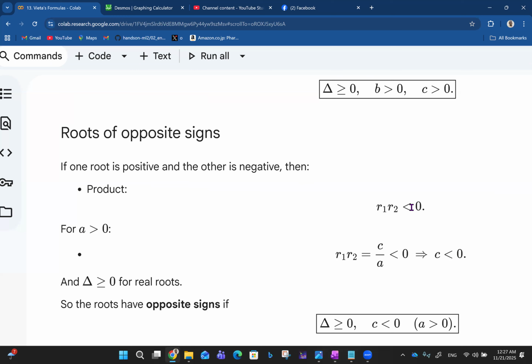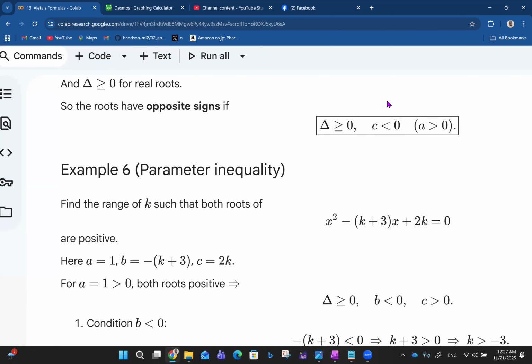And in this case, we don't worry about the sum, because the sum can go either way depending on which is bigger between R1 and R2. And then the discriminant is greater than or equal to 0 for real roots. So the roots have opposite signs if the discriminant is greater than or equal to 0 and C is less than 0, as long as A is greater than 0, and we don't bother about B.